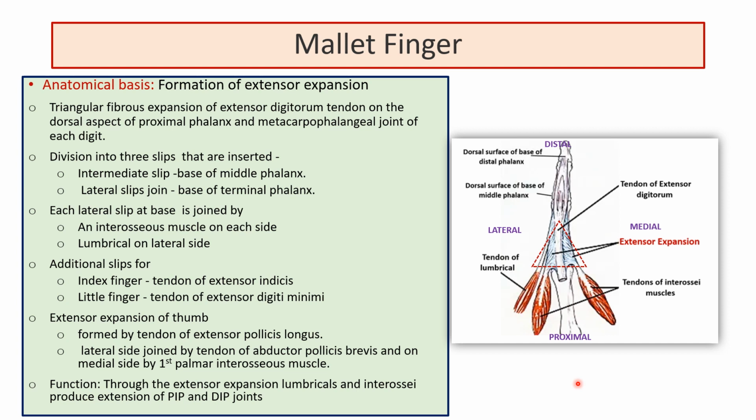The extensor digitorum tendon for each of these digits will divide into an intermediate strip and 2 lateral strips at the level of the proximal interphalangeal joint. The intermediate strip is getting inserted onto the middle phalanx, whereas the lateral strips will join each other and get inserted into the dorsal surface of the base of the distal phalanx.